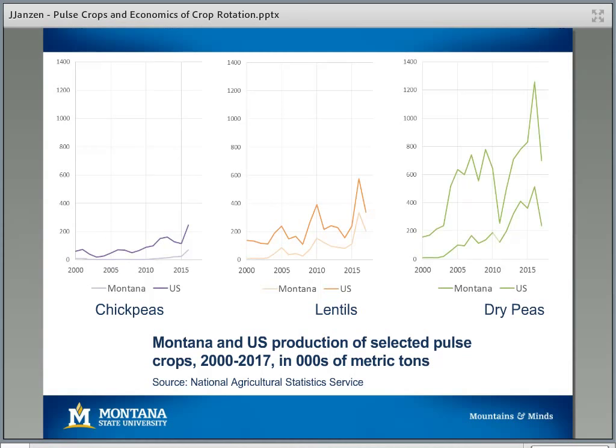Where is that acreage coming from? Well, a significant portion of that is coming from fallow. So over this period, Montana summer fallow acres dropped by about half, from about 4 million acres to about 2. And a lot of that allowed farmers to adopt more diverse crop rotations that included continuous cropping, that is growing a crop every year, eliminating fallow from that rotation entirely. And a lot of that was allocated to these 3 crops: chickpeas, lentils, and dry peas.